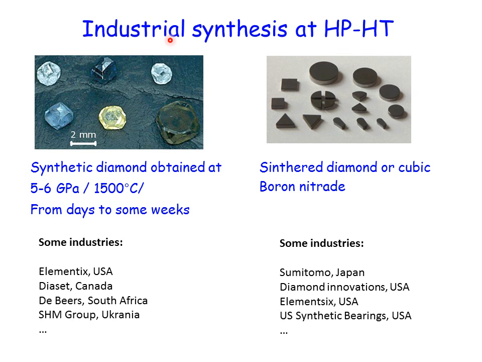With these devices, industrial synthesis at high pressure and high temperature has been developed, for instance of diamond, and these are examples of crystals of diamond obtained at a pressure of 5-6 gigapascal and 1500 degrees. For making these large crystals you need days to weeks. So most of the industries here produce powders that are used as abrasives. Synthetic diamond or cubic boron nitride, as shown here, can be produced as powders, and this is also sold by many companies.